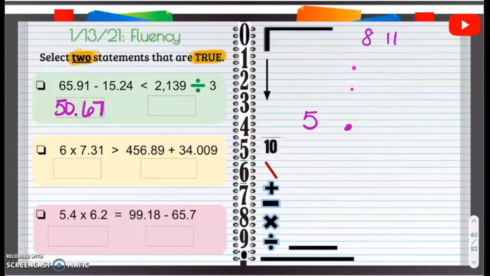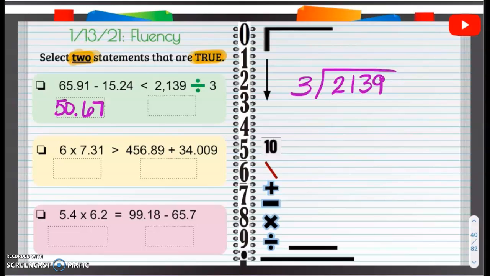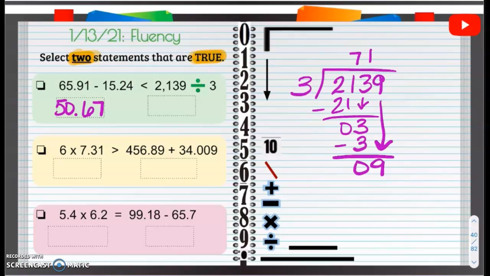Let's go ahead and take a look at the next one. And we have 2,139 divided by 3. 3 cannot go into 2, but 3 can go into 21 7 times. 7 times 3 is 21. Subtract, we get 0, bring down that 3. 3 can go into 3 one time. You get 3, subtract, you get 0, bring down that 9. 3 can go into 9 3 times. 3 times 3 is 9, subtract, you get 0. Nothing else to bring down. No leftovers, so 713 is our answer here.